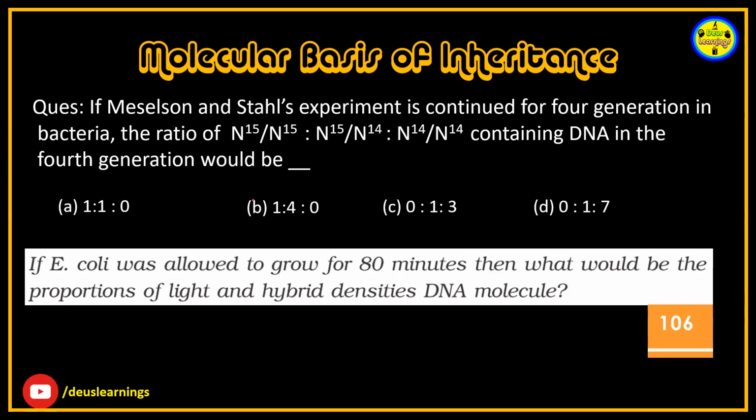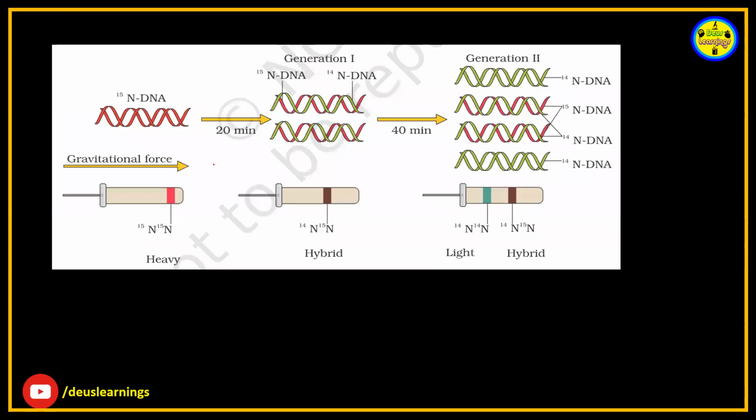Okay, but instead of giving you the number of generations or which generation they are talking about, they gave you the time. Okay, right? So if time is given, then you have to find how many divisions would have occurred. If the generation is given directly, you can go with the generation, right? So this was the question, like for every 20 minutes the bacteria divides. So this was the first generation, followed by the next 20 minutes second generation, and then the third one, and then the fourth one. Okay, so after the fourth one, the question asked what will be the ratio of the light strand or heavy strand and the hybrid strand.